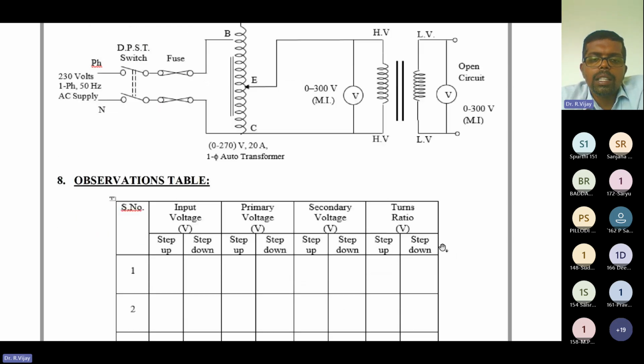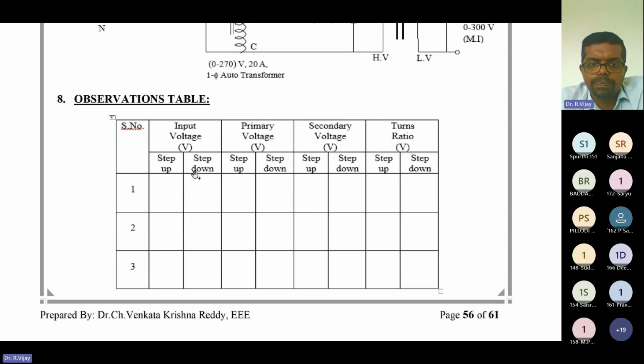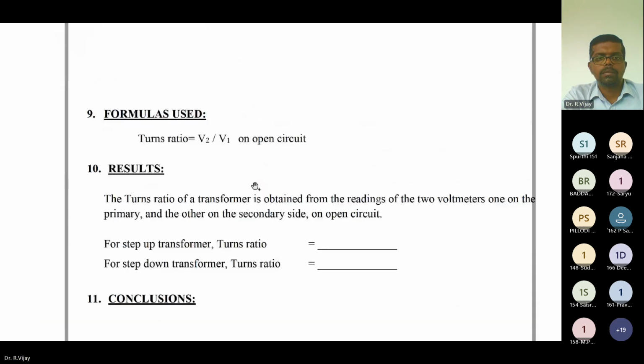After that, you just calculate the turns ratio. You note down all the values here, and again note down the turns ratio. The turns ratio is V2 by V1. Very simple, like 400 divided by 200. That's all, you will get the answer. What is the turns ratio? 400 divided by 200 is 2. Like that you will get the ratios.